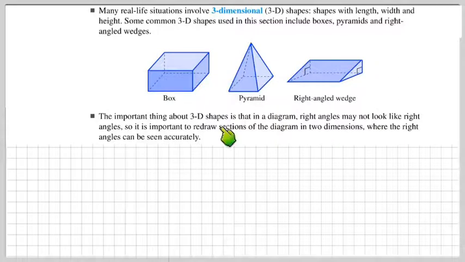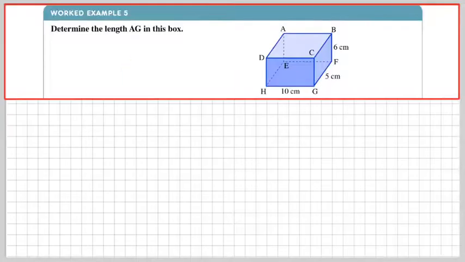Now, the important thing with 3D shapes is that in a diagram representing a 3D object in a 2-dimensional plane, like this screen is, the right angles may not look like right angles because we have to draw them with a kind of 3D perspective. So it is absolutely crucially important, I've found, to redraw sections of the diagram in 2 dimensions where the right angles look like right angles and can be seen accurately. I will show you as we go.